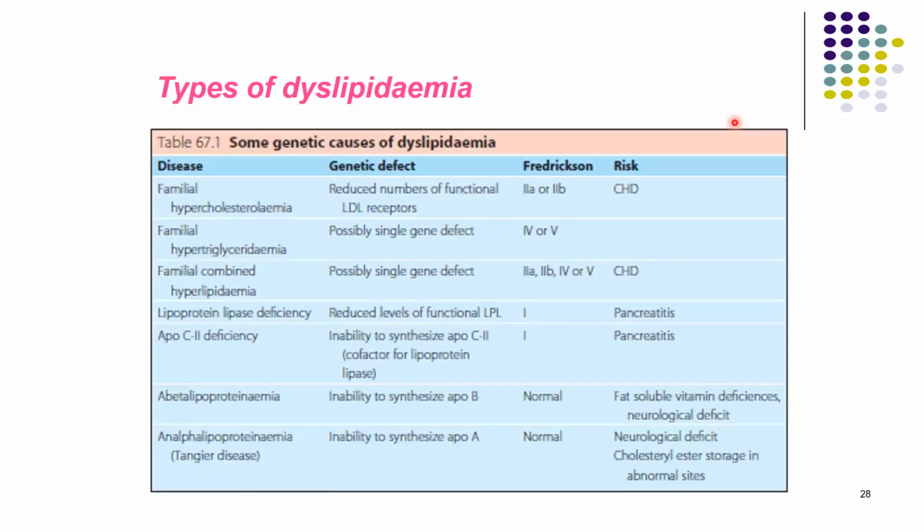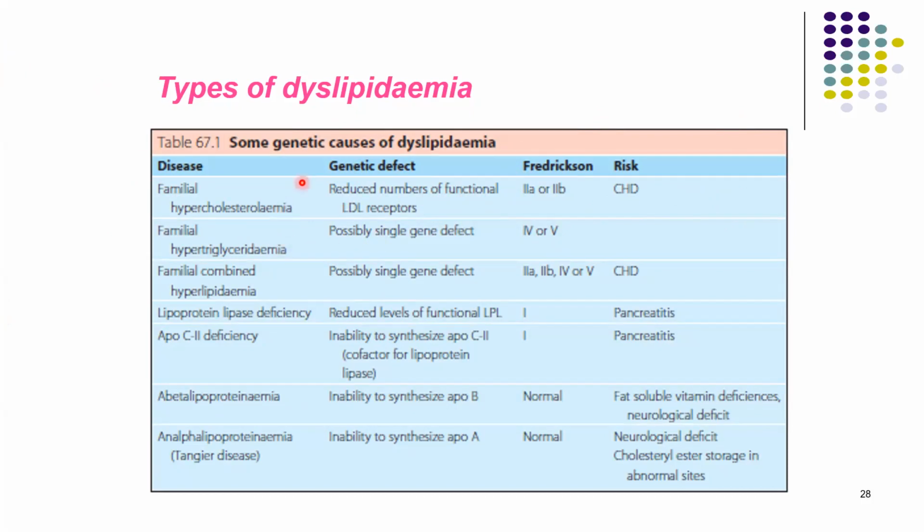Okay, the types of dyslipidemia. I think this is important for us now at the master's level to remember, I mean to know about this. Familial hypercholesterolemia, where there is a genetic defect, reduced numbers of functional LDL receptors. It corresponds to 2A and 2B just now, the one in the previous slides. So it has a high risk of CVD.